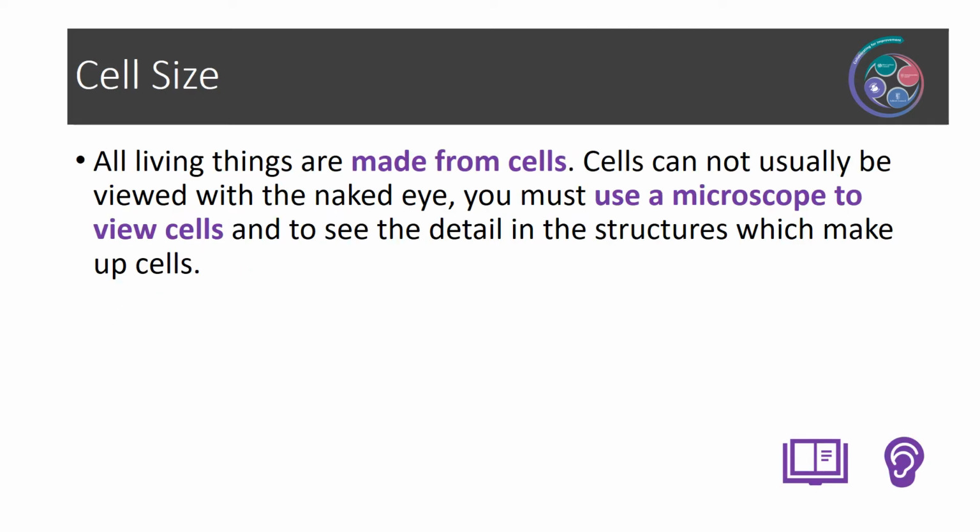The first topic we are going to go over is from Key Area 1, Cell Structure in Unit 1. We're going to focus on cell size. As backup information, all living things are made from cells. Cells cannot usually be viewed with the naked eye. You must use a microscope to view cells and to see the detail and structures which make up cells. This slide is a read-only slide, but feel free to take any additional notes you wish throughout the PowerPoint.